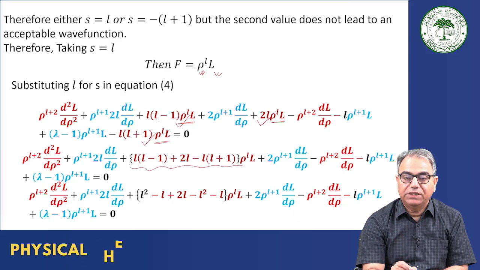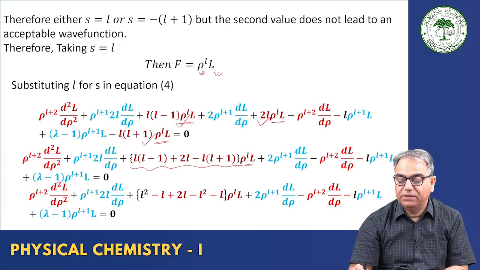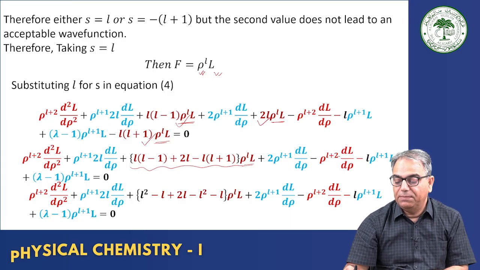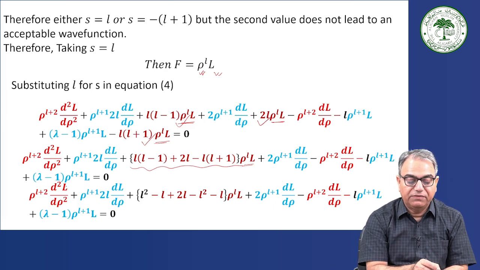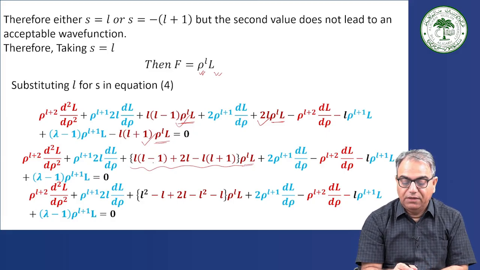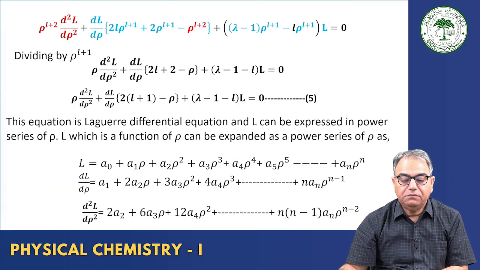Okay. You can see L(L−1), then 2L, and then minus L(L+1). Okay. And this is the rho^L multiplied by capital L. Then you have this equation: 2 rho^(L+1) dL/dρ minus rho^(L+2) dL/dρ minus L rho^(L+1) into L, then plus lambda minus 1 rho^(L+1) into L. Okay, a little more rearrangement, and then what do you get? If you open it up, what do you get? L² minus L plus 2L minus L² minus L. Okay. And then the rest of the thing is same, I think, and then you have this equation.